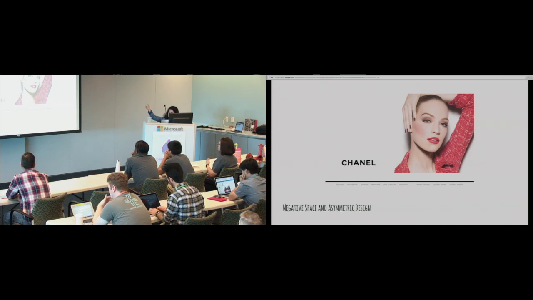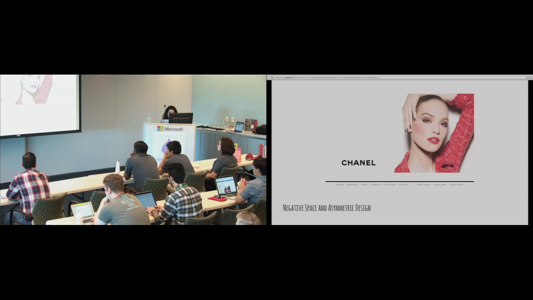So this is a great example of negative space being used. Your eyes are drawn to Chanel and the woman, even though there is a big negative space. Grids can also be asymmetrically balanced, as this image also shows above.